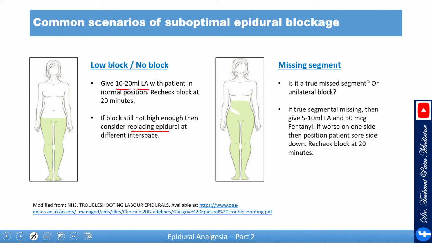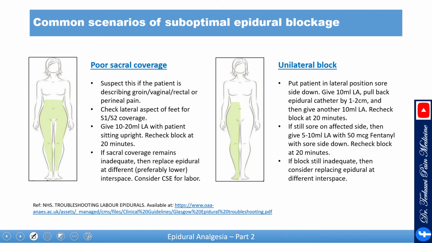If we are missing a segment here, first make sure it's really a missing segment and you are not dealing with a unilateral blockade. If it's unilateral, I'm going to talk about it in a second. If it's really a missing segment, then try to give a small dose of local anesthetic, again 2% lidocaine. Give fentanyl, that would be nice, and reassess after 20 minutes, and then make a decision whether you need your replacement or not.